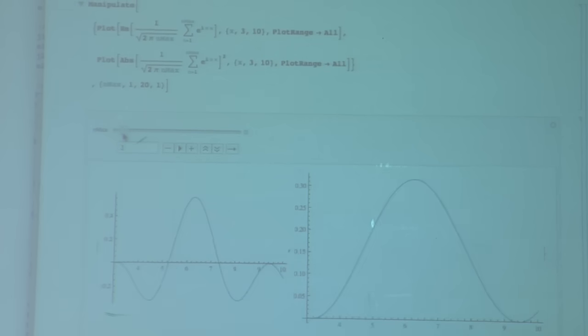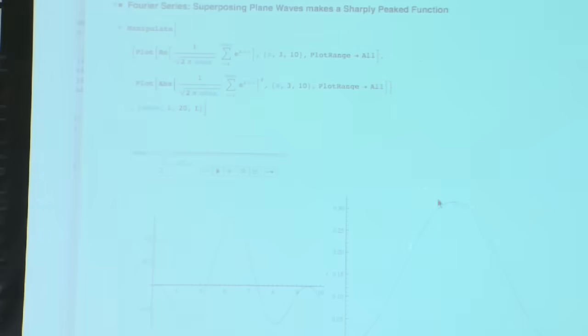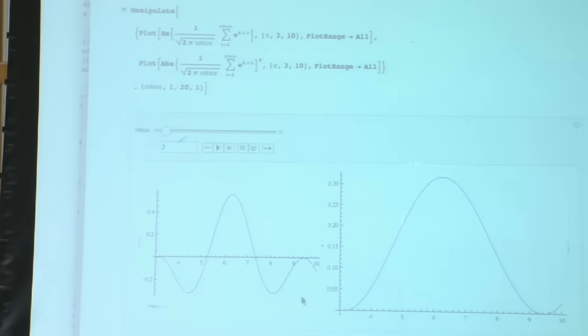So let's add 2 plane waves. And now what you see is the same effect as we had here. You see a slightly more localized wave function, and now you have a little bit of structure in the probability distribution. So there's the structure in the probability distribution. We have a little more information about where the particle is. More likely to be here than it is to be here.